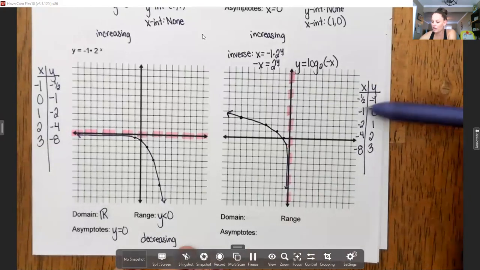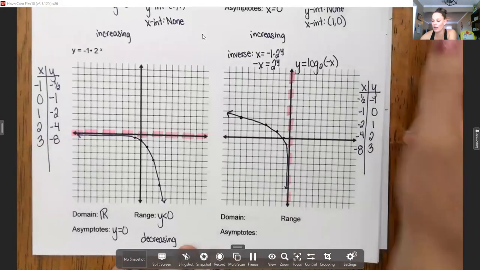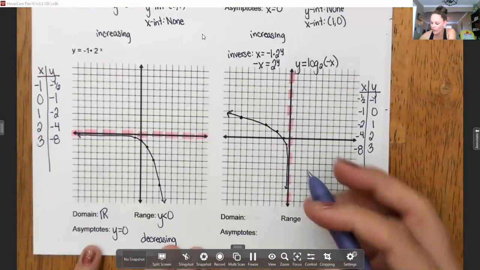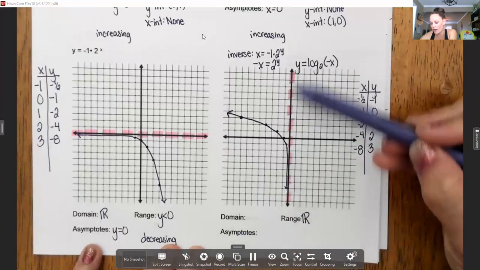So just by switching my X's and my Y's in my table, which up on the top we also did, I labeled them. I didn't label all the points here. But same thing, our domain and range are also going to switch. So if my domain was all real numbers, now my range is all real numbers. This is going down forever and up forever.